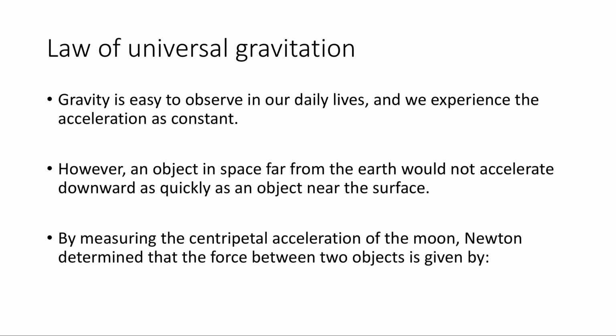He determined that the force between two point objects was given by this expression, which is called the law of universal gravitation, where here F12 is the force on object 1 by object 2, which is equal to G, a gravitational constant, times the product of the masses, m1 times m2, divided by r squared, which is the square of the distance between them. And r12 hat in this case is a unit vector that points from object 1 to object 2.